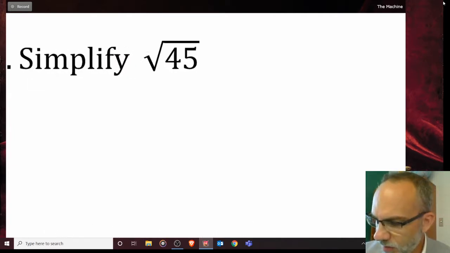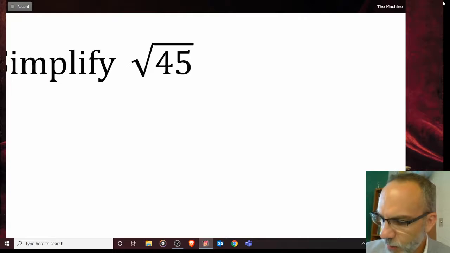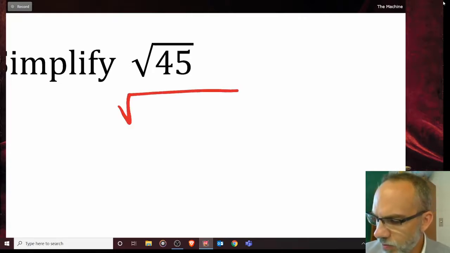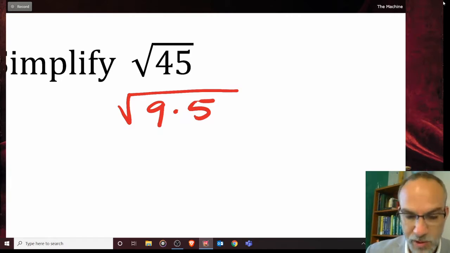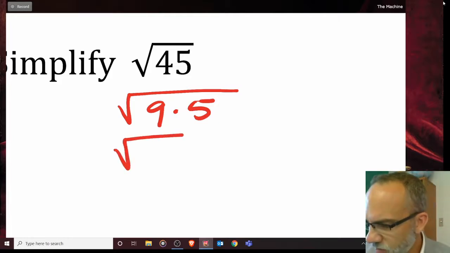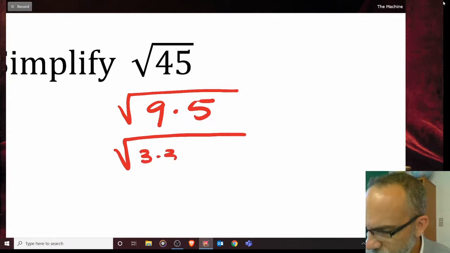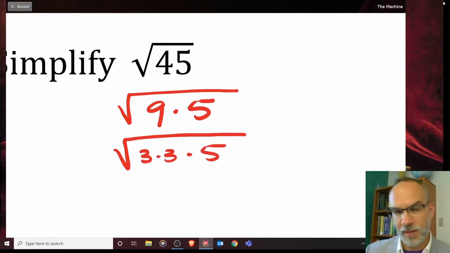Well, okay, so there's a number of different ways to approach this. Here's how I want to do it. I want to say that it's the square root of a 9 times a 5. I want to factor 45 into things that are perfect squares. Why is that? Because I'm doing a square root. I could do a cube root, and then I would be looking for cubes, but I'm not. I'm looking for perfect squares. So this now becomes the square root of a 3 times a 3 times a 5, if you want to think about it that way.